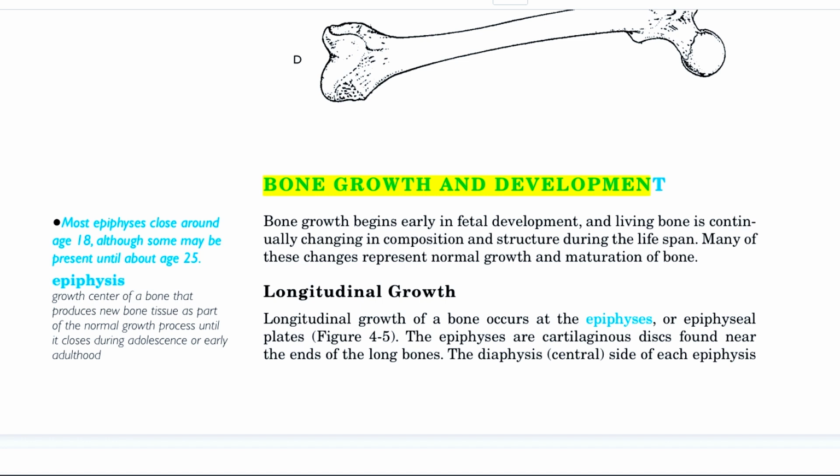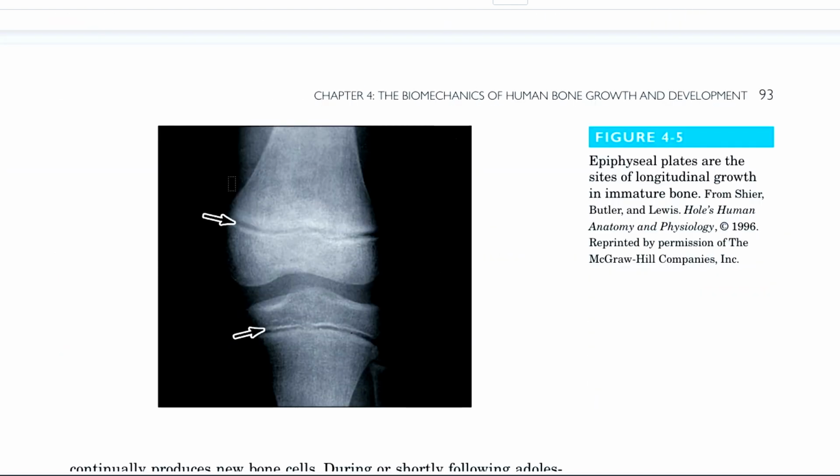If we scroll down, in the picture we can see in the x-rays that this is the epiphyseal plate. This is not a fracture; it is the epiphyseal plate that helps you grow longer. The mechanism is that on the diaphyseal side, meaning the shaft side of each epiphyseal plate, new bone cells are continuously produced, and this process pushes the ends of the bones farther apart, leading to an increase in length.